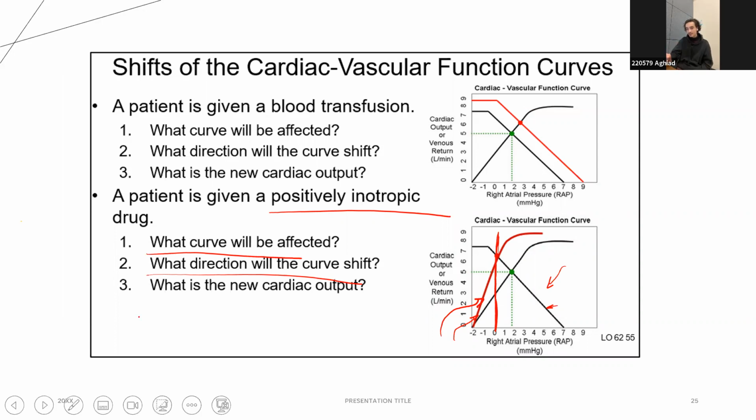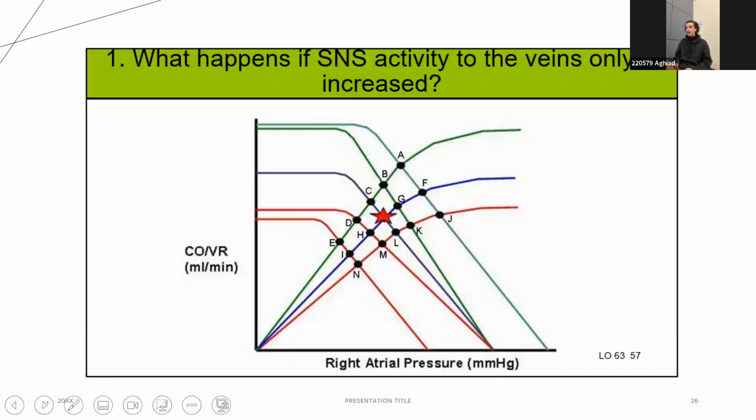Okay, perfect. So what happens if sympathetic nervous system activity to the veins only is increased? Veins only. So no cardiac function, only veins. So this is the normal point. We're starting here, and only the veins have changed. So we'll expect the vascular function curve to change only. So we can eliminate all of these, because these are changes of the cardiac function.